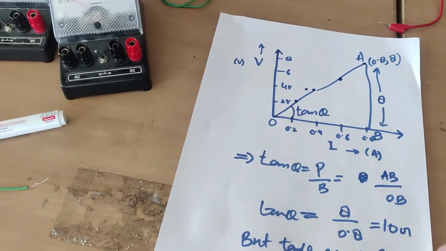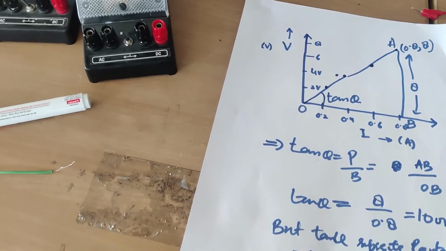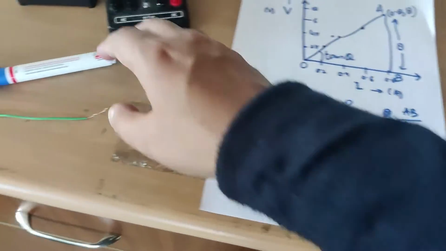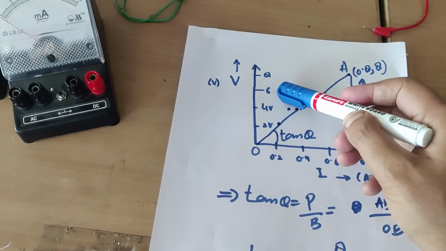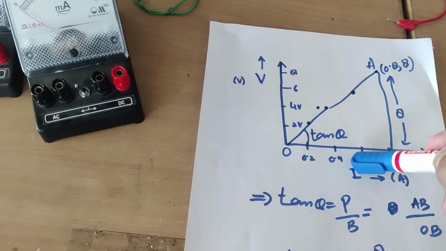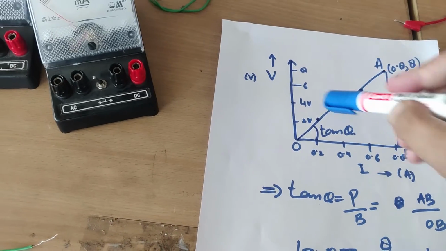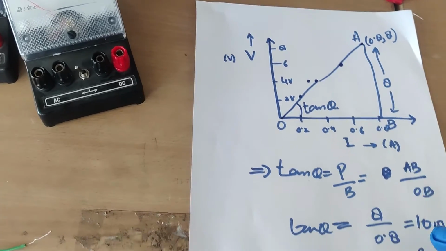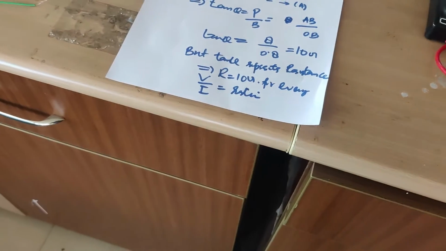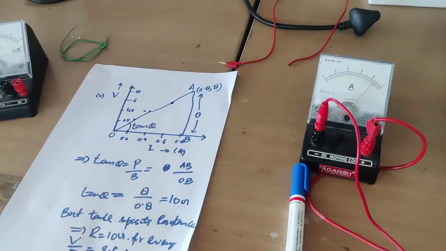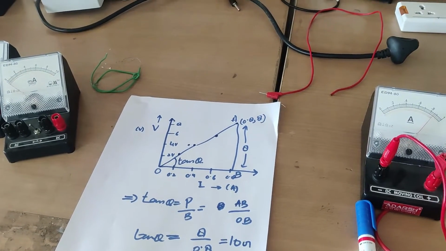At any instant, we see that the resistance remains constant. We have taken the resistance as 10 ohm; if we take any value, whether 6, then we draw a tangent that will be 6 by 0.6, which comes to 10 ohm, or 4 divided by 0.4, which also comes to 10 ohm. That means this way we have proven that the resistance remains constant. So this is the main aim of Ohm's law, that the resistance remains constant.